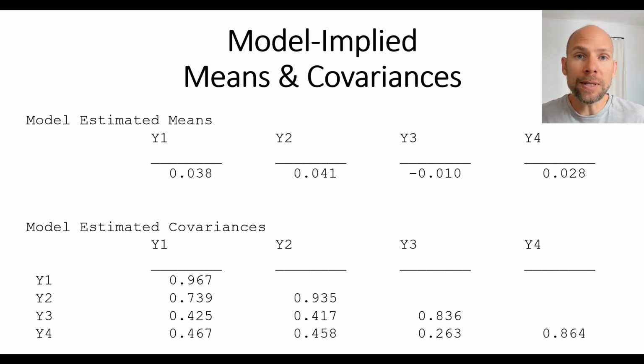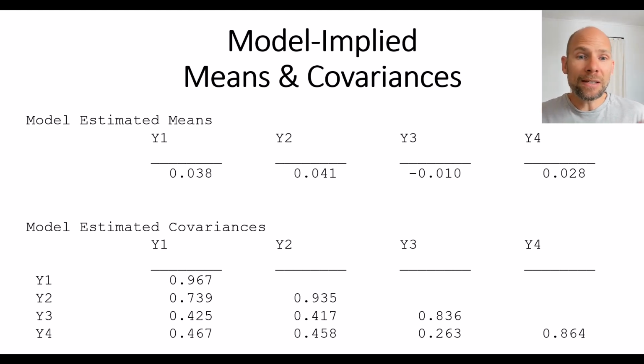So those are the means and covariances that we would have observed if our model had fit perfectly in our sample. So the program figures out what structure is implied by your model and then calculates the means and covariances that this model is exactly based upon. And now we can compare those to our observed means and covariances that I already showed you. And that's really the key of model fit assessment, this comparison.